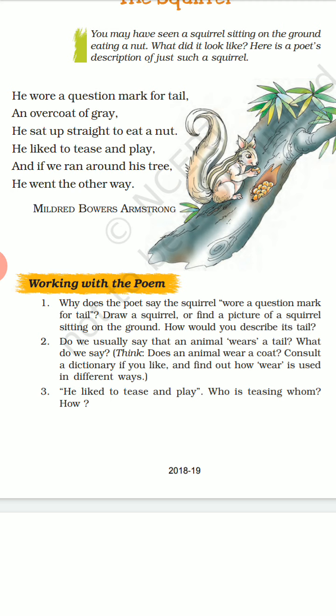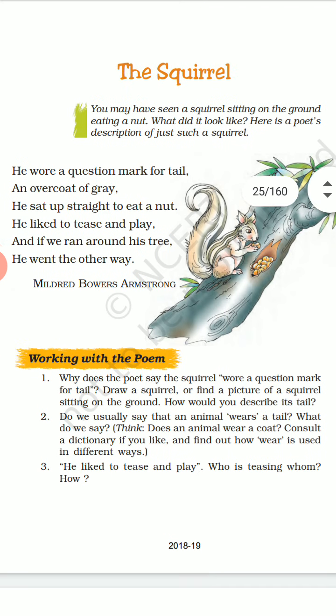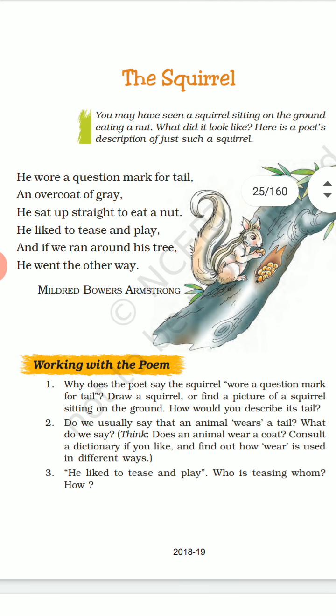And this poem is very short. Again, there are only 3 questions, so I'll be giving you even extra questions and answers also. Okay, so I had already done the explanation of the poem The Squirrel by Mildred Bowers Armstrong. I hope it is very clear.